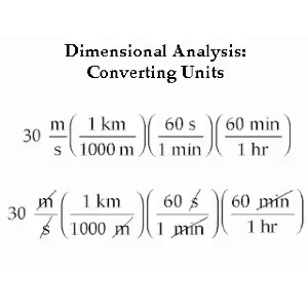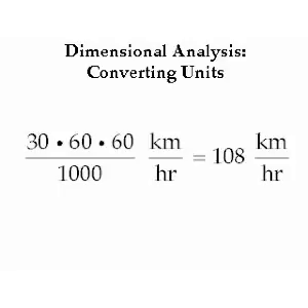So if we look at the units, the meters will cancel out, the seconds will cancel out, the minutes will cancel out, and we'll end up with kilometers per hour. And then we look at the fractions that we have. On top of the fraction, we're going to have 30 times 1 times 60 times 60. On the bottom, we're going to have 1 times 1,000 times 1 times 1. So when we multiply all that together, we're going to get 108 kilometers per hour.